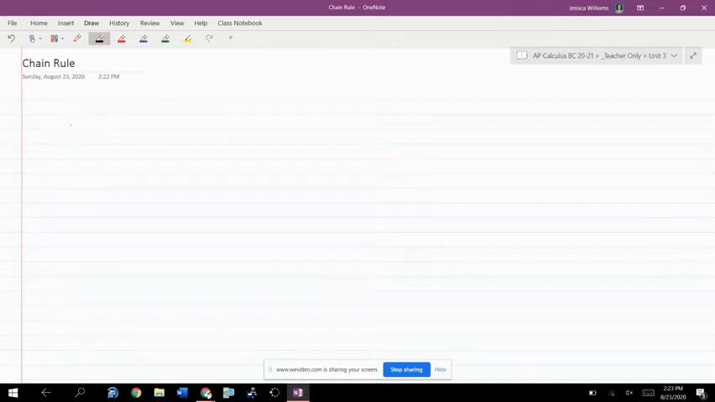And just to write the rule first, this is for taking derivatives of composite, compound functions. So this is not product rule. Those are not being multiplied. That's f of g of x.